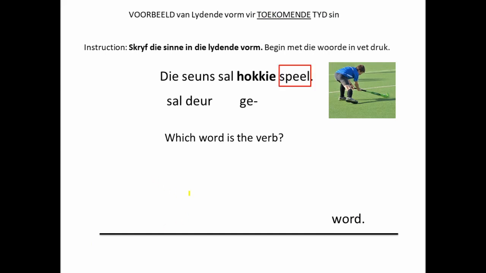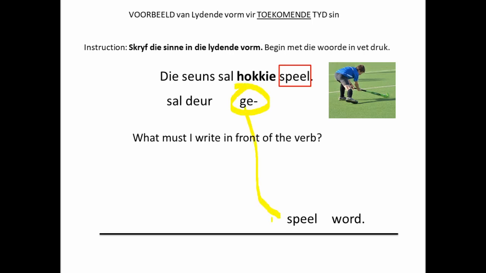If you said speel, you guessed it correctly. Write the verb before word. I'm applying another rule, so I'm going to write this verb before word. Let's do it. There it is. What must I write in front of the verb? Think about it. Yes, you are right. Ge. Immediately, I write ge in front of the verb.